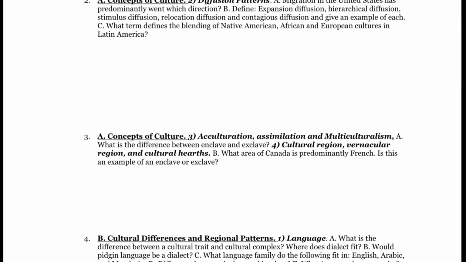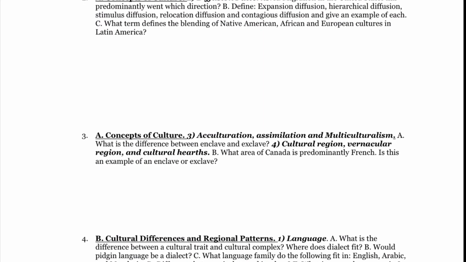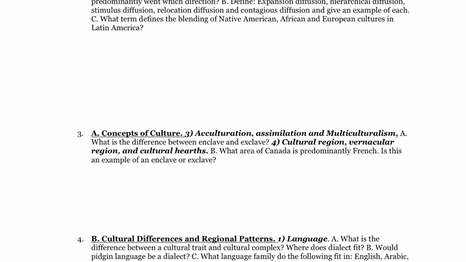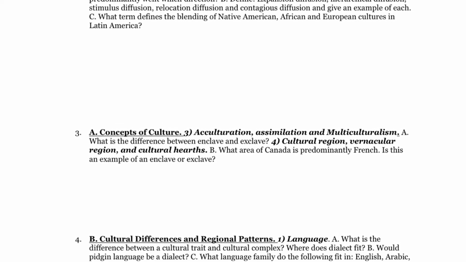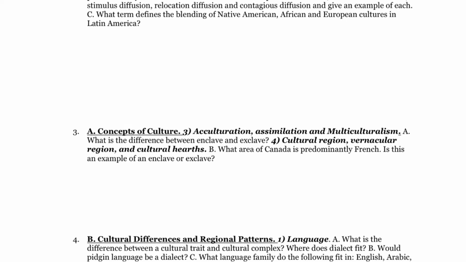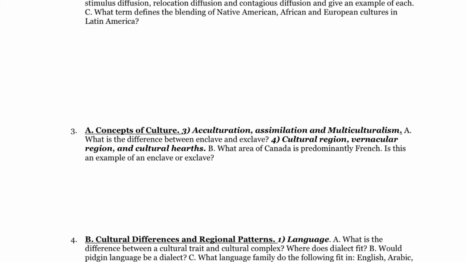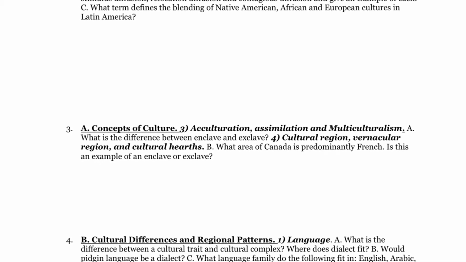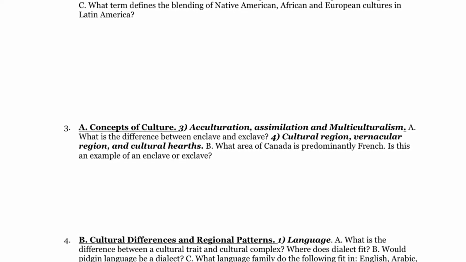The next concept that we're looking at is number 3. Number 3 is still letter A, but it's the third and fourth subsection. Third says acculturation, assimilation, and multiculturalism. The question that I have from this is, what is the difference between enclave and exclave?